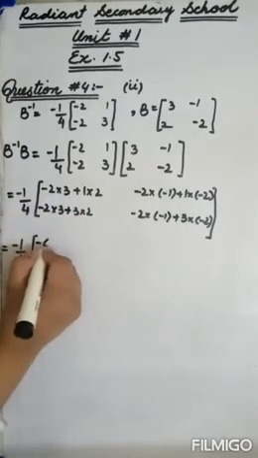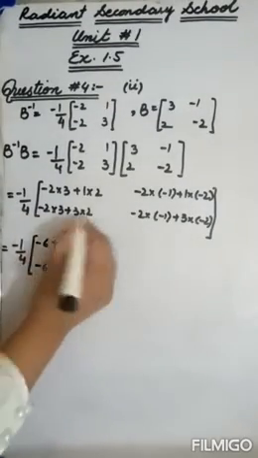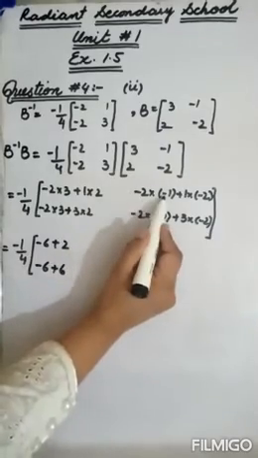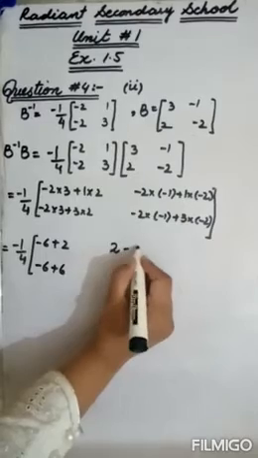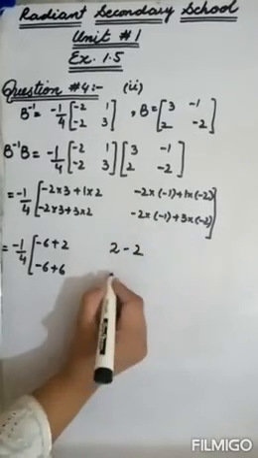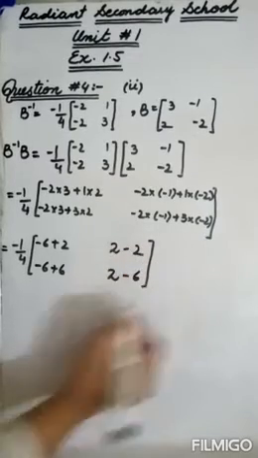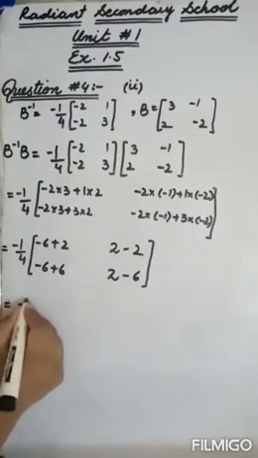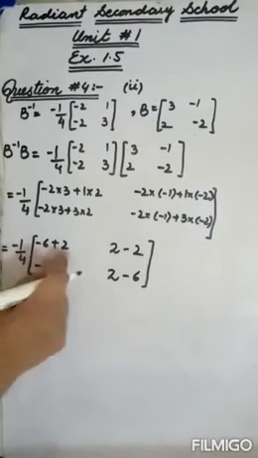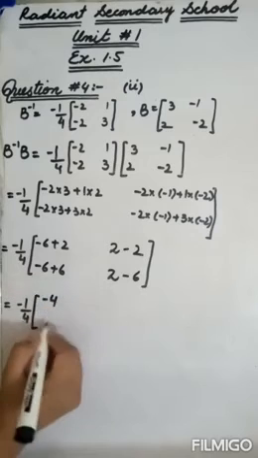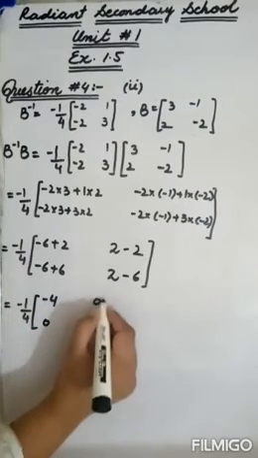Minus 2 into 3 is minus 6 plus 1 into 2 is 2. Minus 2 into 3 is minus 6 plus 3 into 2 is 6. Minus 2 into minus 1 is plus 2, minus minus plus, and plus minus minus 2. This will be minus minus plus 2 and plus minus minus 3 into 2 is 6. Okay, now minus 1 by 4, it will be equal to minus 4. Minus 6 plus 2 is minus 4. Minus 6 plus 6, 0. 2 minus 2, 0. 2 minus 6, minus 4.